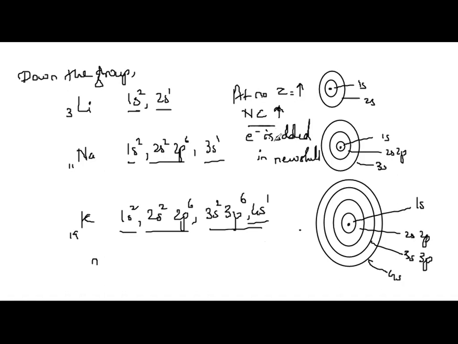So when we move down the group, what happens? The increase in the size on moving down the group is due to addition of extra shell. Addition of extra shell. And this extra shell outweighs the increased nuclear charge. It outweighs the increased nuclear charge. Therefore, on moving down the group, the atomic size increases.